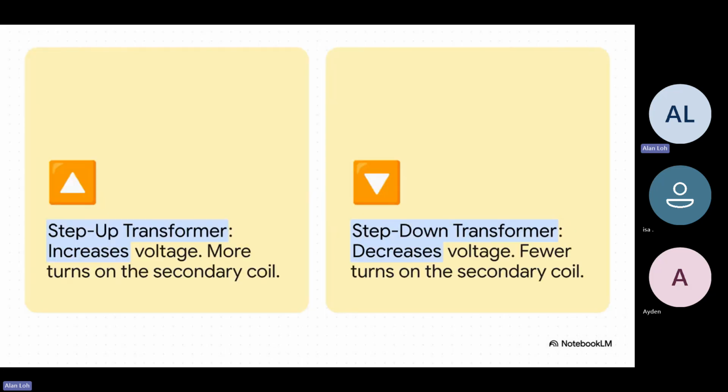And here's the really cool trick. It all depends on the number of turns of wire in the coils. If the second coil has more turns than the first one, it becomes a step-up transformer, and the voltage gets a huge boost. If it has fewer turns, it's a step-down transformer, and the voltage is reduced. More turns, more volts. Fewer turns, fewer volts. It's that simple. And it's how our power grid can step up voltage to travel long distances efficiently, and then step it down to a safe level right before it gets to your house.